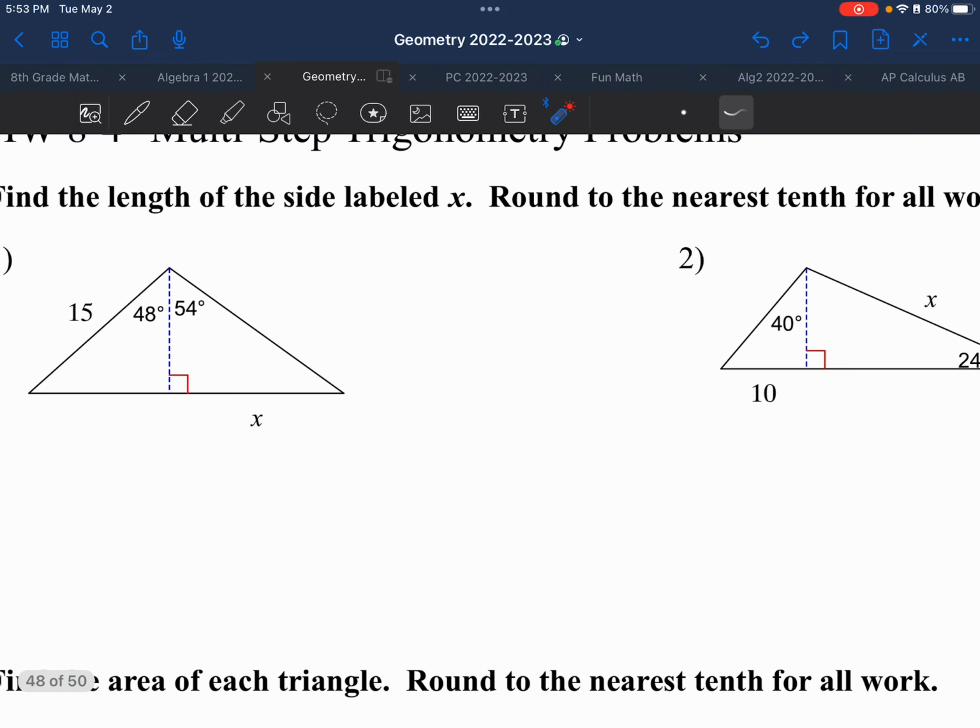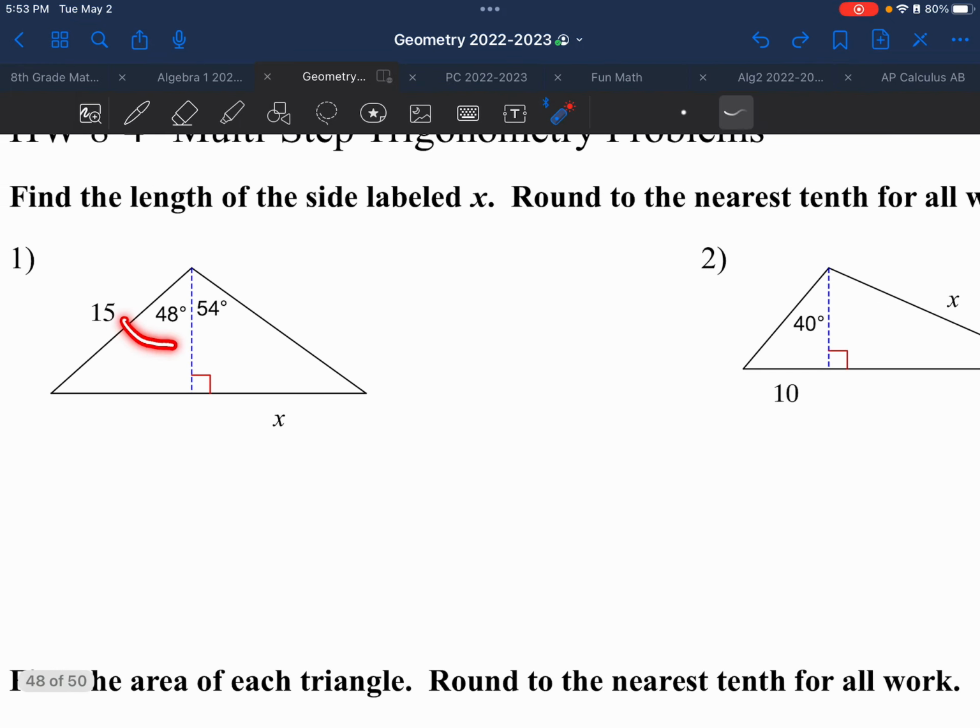3 and 4. So in problem number 1, to get from 15 to x, we're going to go to this height here of the triangle, and then from that height down here to x. So I'm going to label this as an intermediate step. I'm going to label that y. So I'm going to extract this triangle on the left. On the left, I have this triangle.